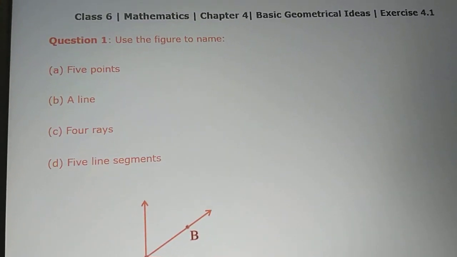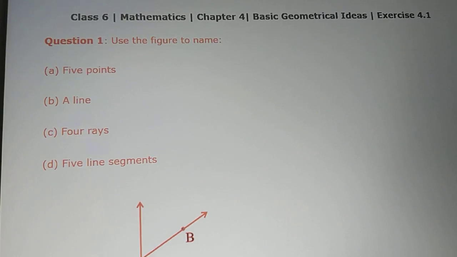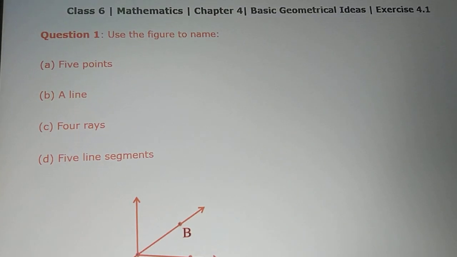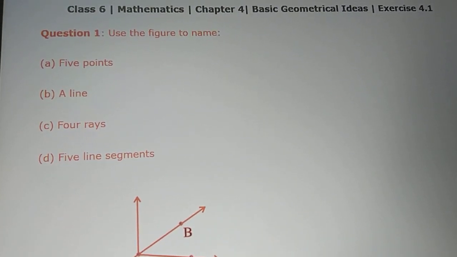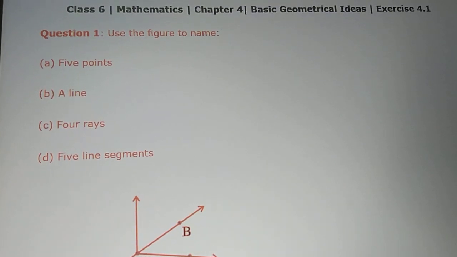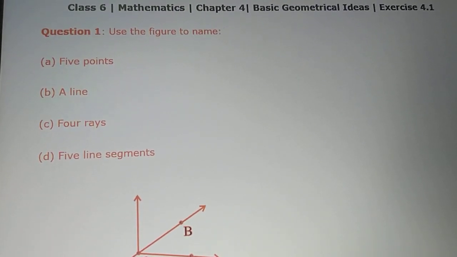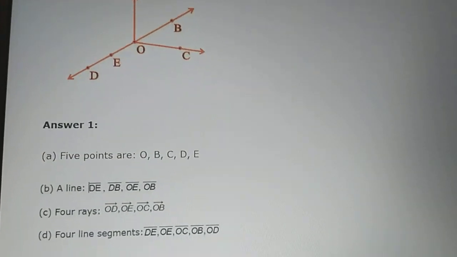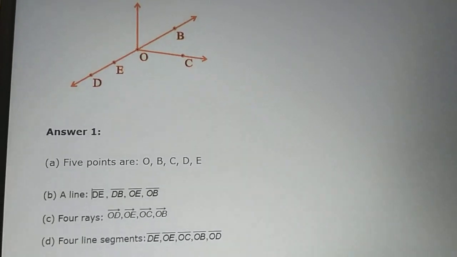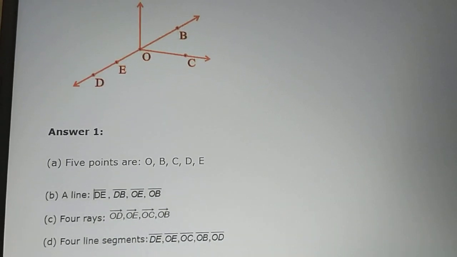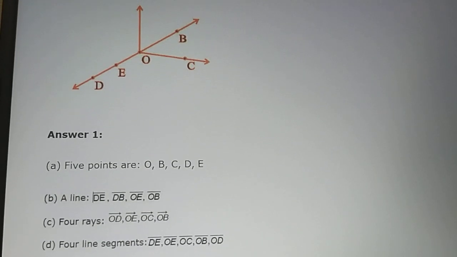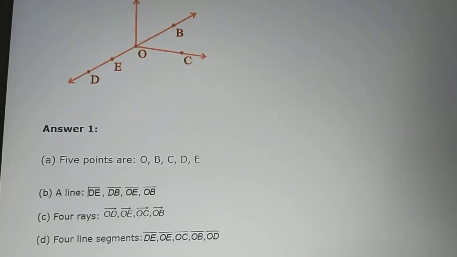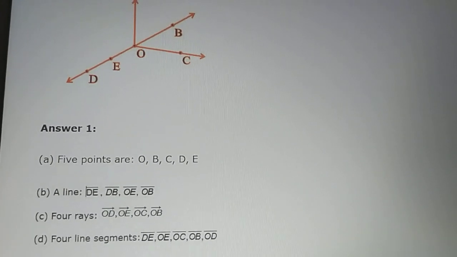So students, we are going to see some exercise questions of exercise 4.1 on the basis of the topics we have studied. Your first question is, use the figure to name first, five points, B, a line, C, four rays, and fourth, five line segments. So students, here is the diagram, and we have to find firstly the five points. As you can see in the figure, O, B, C, D and E are the five points on the diagram.